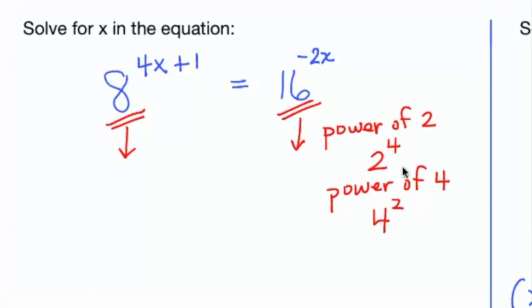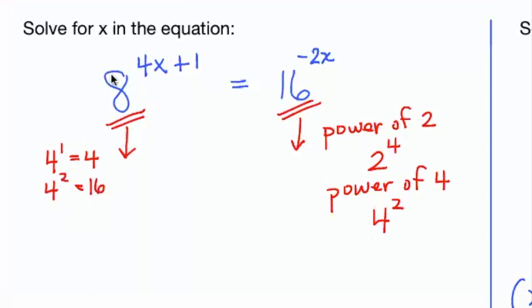And it's just a coincidence that these are the reverse of each other. 2 to the fourth means 2 times 2 times 2 times 2, which is 16. 4 squared means 16. Now the question is, can I use either a power of 2 or a power of 4 to express 8? If I want to think about the 4 being the base, I know 4 to the first is 4, and 4 squared is already 16.